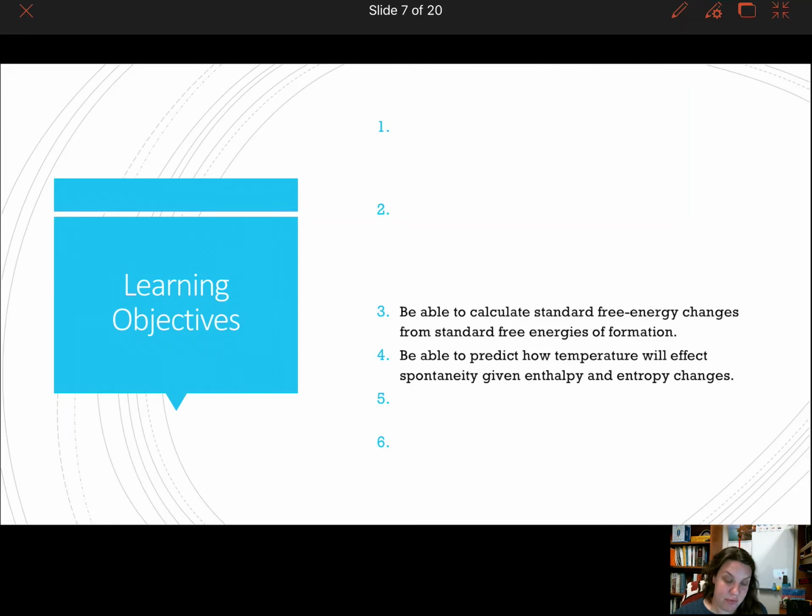Hello. Today we're going to be looking at Chapter 19, the second lecture within Chapter 19, Learning Objectives 3 and 4. So we're going to be calculating standard free energies from free energy formation values, and then we're going to look at how temperature is going to affect spontaneity if we have enthalpy and entropy changes.